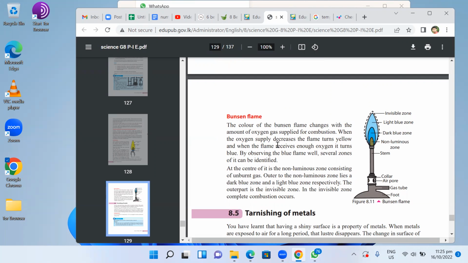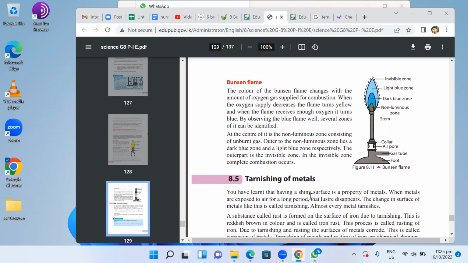fuel. It's not using candle wax, so it is more powerful than the candle flame. The color of the Bunsen flame changes with the amount of oxygen supplied to the combustion. When the oxygen supply decreases, the flame turns yellow. When the oxygen supply is really low, it turns yellow. And when the oxygen supply is high, it turns blue. Right? By observing the flame, okay. So again, the same thing.